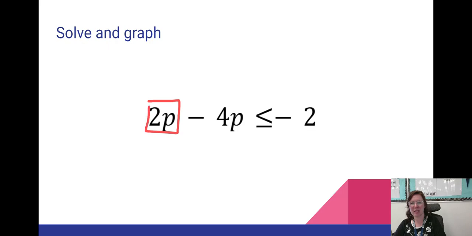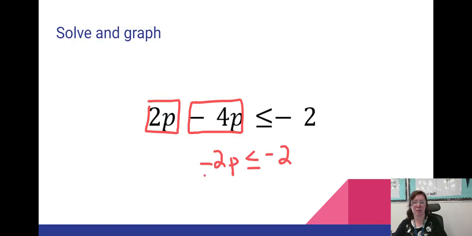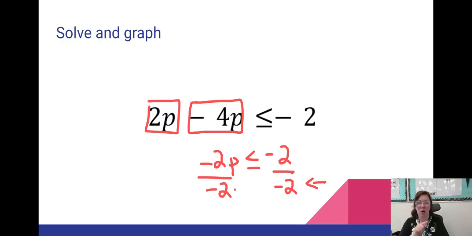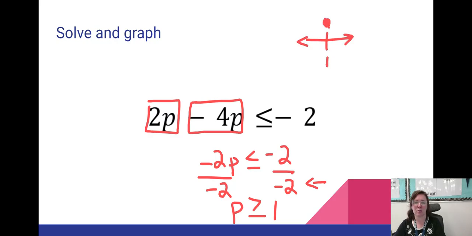Okay, 2p minus 4p. 2 minus 4 is negative 2p, is less than or equal to negative 2. Divide by negative 2 on both sides of the inequality. And here it is, because right here I'm dividing by negative 2 on both sides of the inequality. So on the left side and on the right side, I'm dividing by a negative. Because of that, I flip the direction of the inequality sign. Now, negative 2 divided by negative 2 is just the number 1. So now I have p is greater than or equal to, so closed circle, greater than or equal to 1. If p is greater than, that means it's bigger.